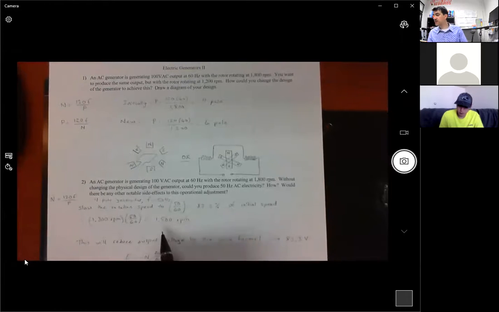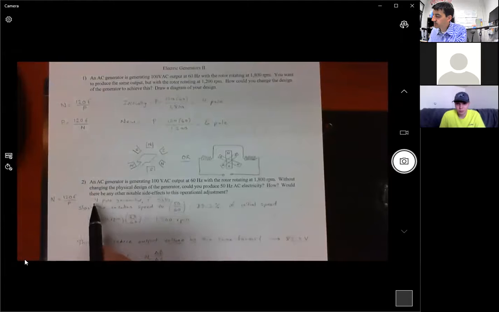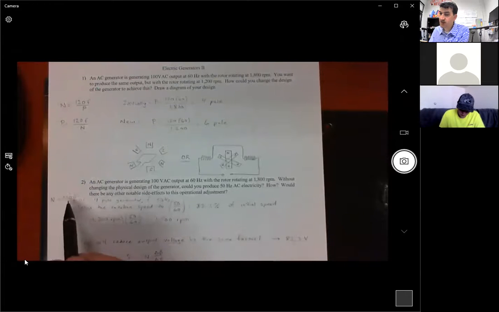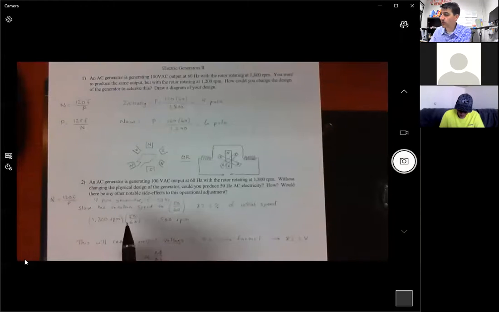You could do that in a slightly different way too. If you find that it's a 4-pole generator and you know that your output is 50 hertz, you can actually plug those two things into here, and you'd see that your RPM needs to be 1500 RPM. So there's kind of two different ways of doing this problem. But are there any other side effects to this operational adjustment?